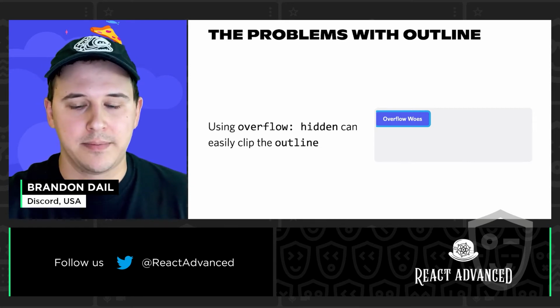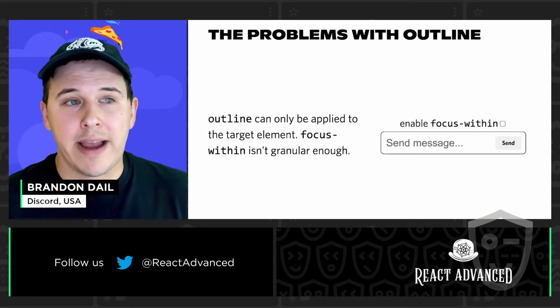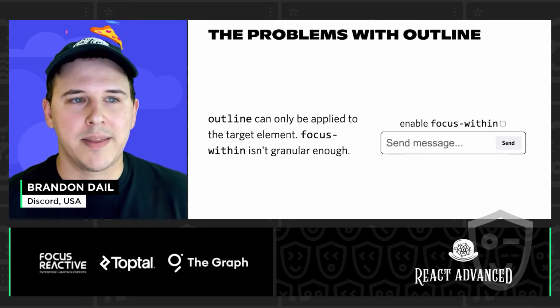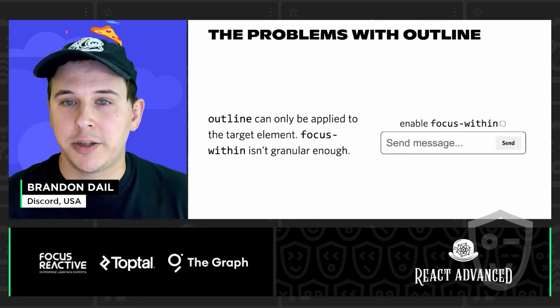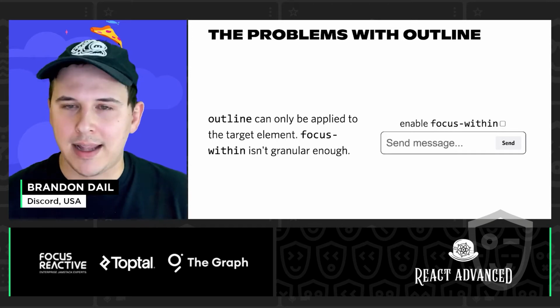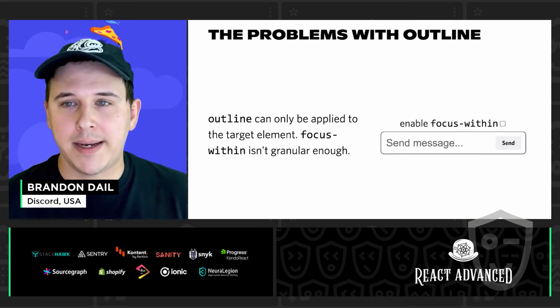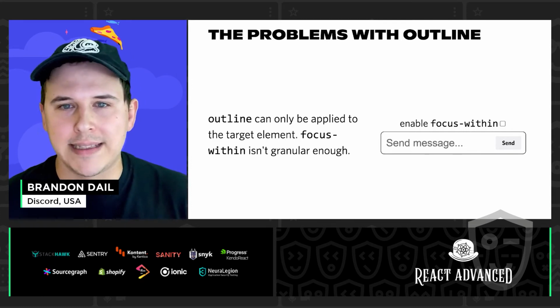The next thing we ran into is that the outline can only be applied to the target element, so the element that is being focused. So if you look to the right here, we have a chat input that looks a lot like what we have in Discord, where we have an input and then a button, and they're all in this sort of logical container.